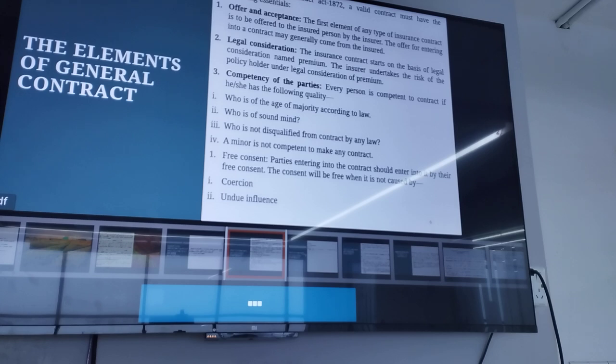Every person is competent to contract if he or she has the following qualities: who is of the age of majority according to the law, who is of sound mind, who is not disqualified from contract by any law. A minor is not competent to make any contract. Free consent: parties entering into the contract should enter into it by their free consent. The consent will be free when it is not caused by coercion and undue influence.